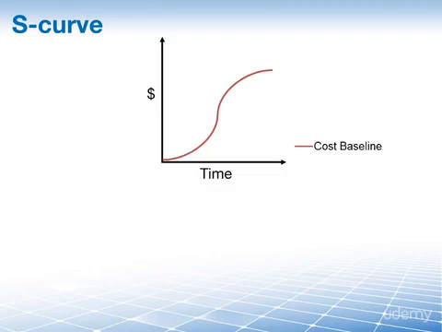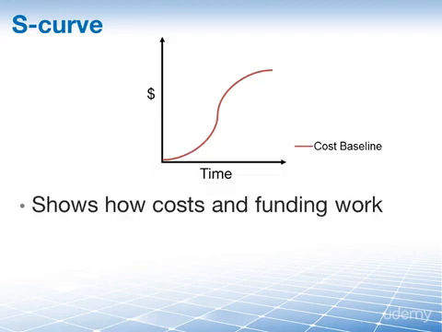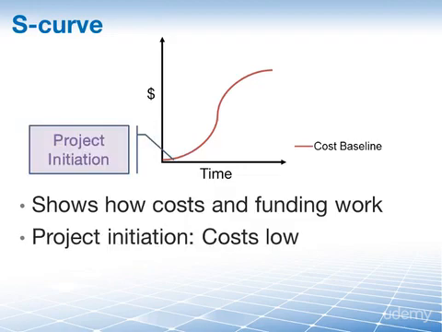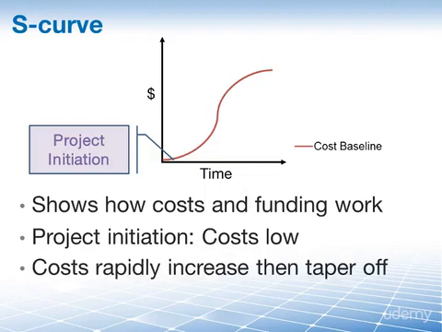And the reason why it looks like an S that is sort of leaning to the right is because it shows how costs and funding work on projects. In the beginning, you have project initiation, which is, relative to the overall project, not all that expensive, so not really all that much is expended at this time. Then you will do a lot of planning and executing. You will see a spike in activity, which means costs rapidly increase, and therefore the curve will go up.